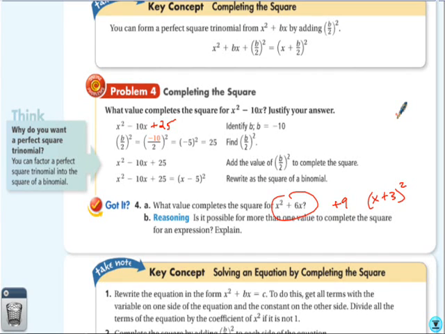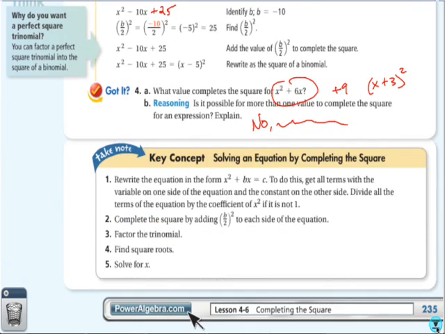Is it possible for more than one value to complete the square for an expression? Think about that for a second. Pause the video right here, think about that, and then I'll give you an answer. Hopefully you put no for 4b, and then wrote that once we cut this in half and divide it by 2, we're not going to get different answers. It's not possible to have more than one value that will complete that. Otherwise, it's not going to be a function.